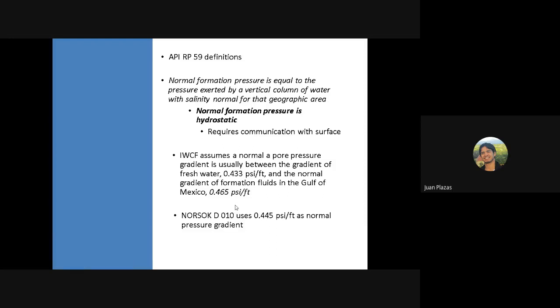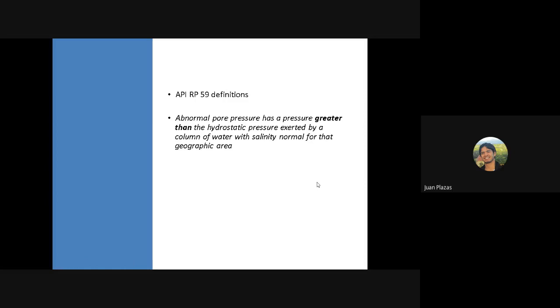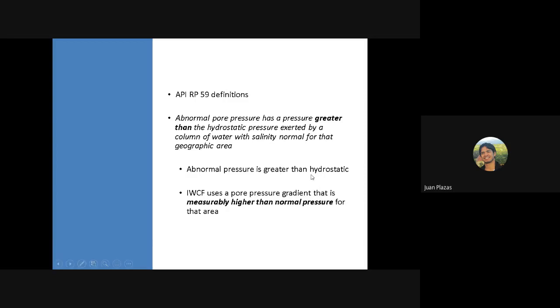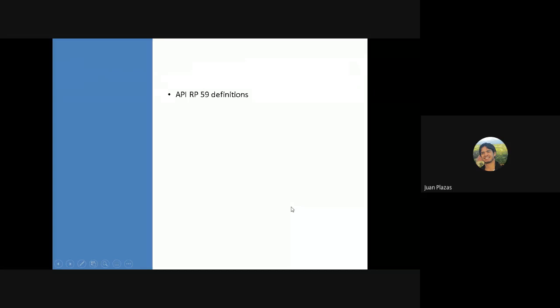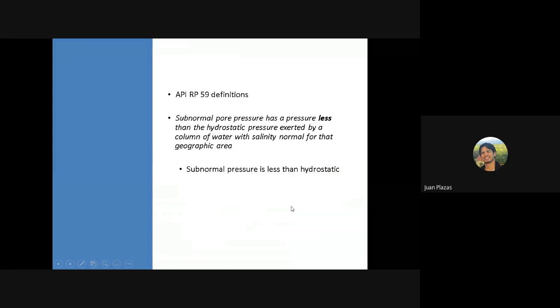NORSOK, what is NORSOK? NORSOK is a Norwegian standard. They use 0.445 psi per foot as normal. It's commonly used and assumed as the gradient of seawater. Seawater is for offshore applications. Okay, what is abnormal? Abnormal is just greater than normal, greater than the hydrostatic pressure of formation water. So IWCF says it is a pressure higher than normal, so higher than 0.465. API says that subnormal is less than normal. So what is subnormal pressure? It's a pressure lower than 0.433.